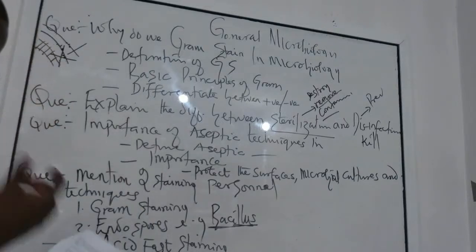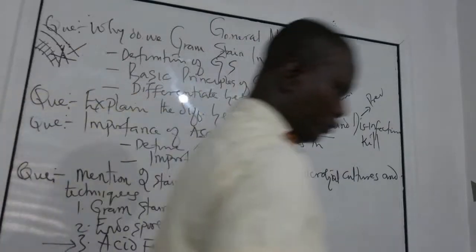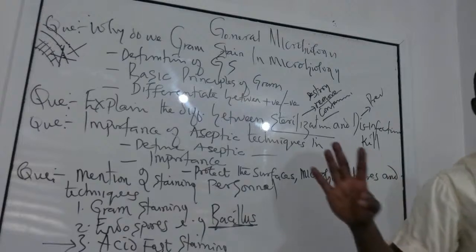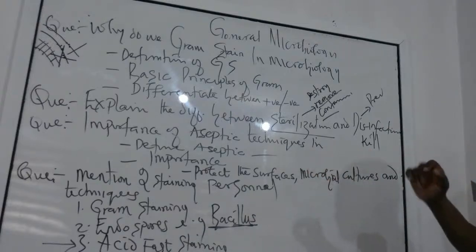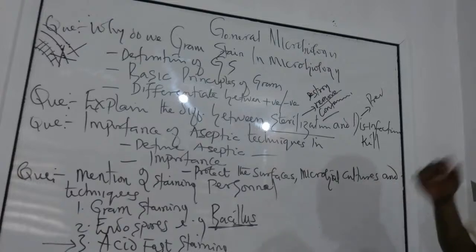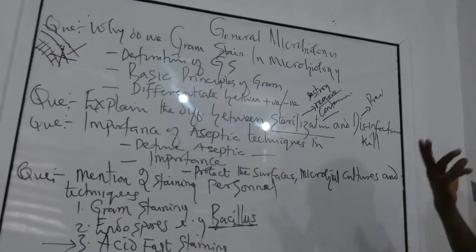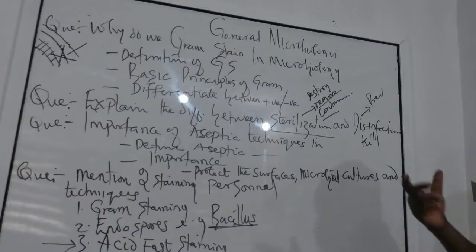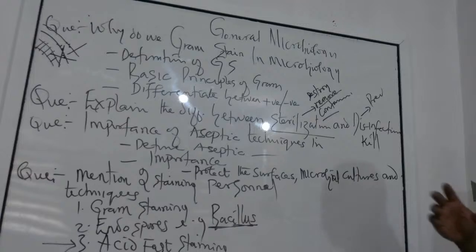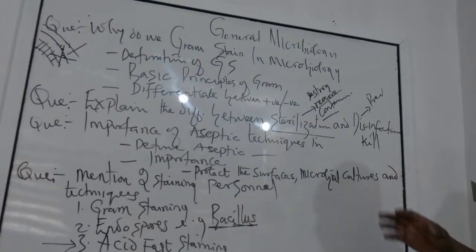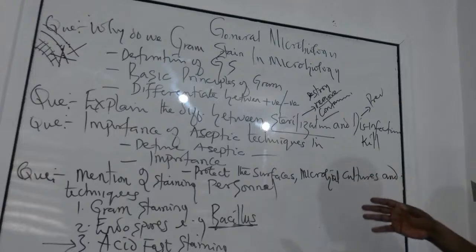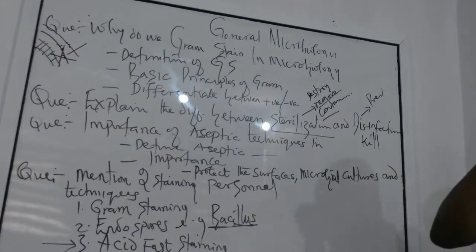Although you don't need to know too much on that, those are the three types of stains. You just pick any two from there. If you are given a question to mention two staining techniques and their importance or basic principles, the first one is gram staining, which they normally use to differentiate whether bacteria are gram positive or gram negative. The second one is endospore staining, the one they use for Bacillus and some other bacteria like Clostridium.